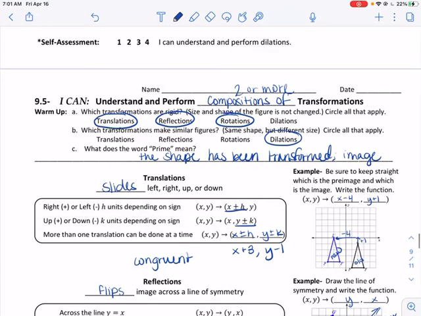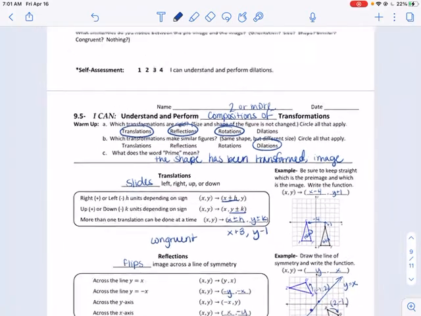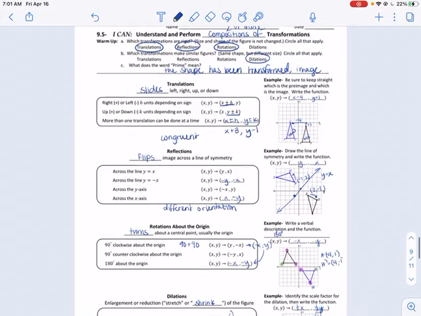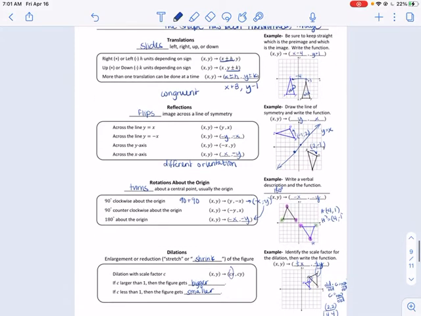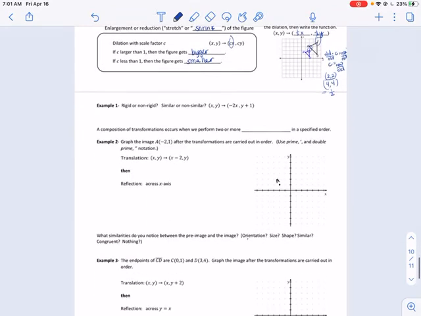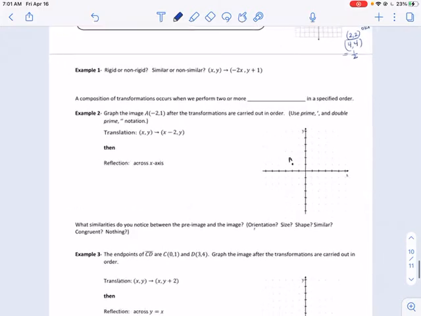Today we are going to understand and perform compositions of transformations. In the previous video, we reviewed the 4 different types of transformations we've learned and their properties, what happens to the shapes, and if the shapes are similar or congruent. So in this video, we'll actually compose some transformations.